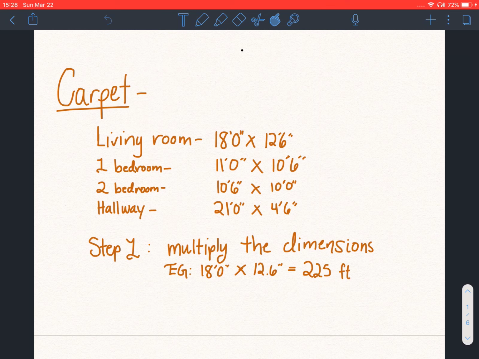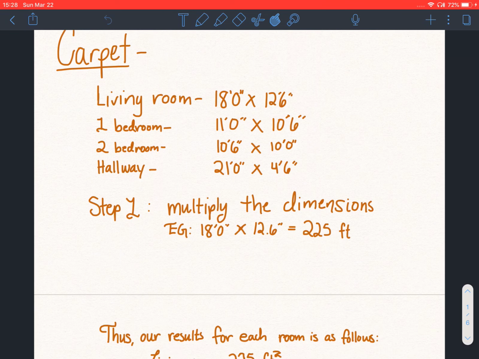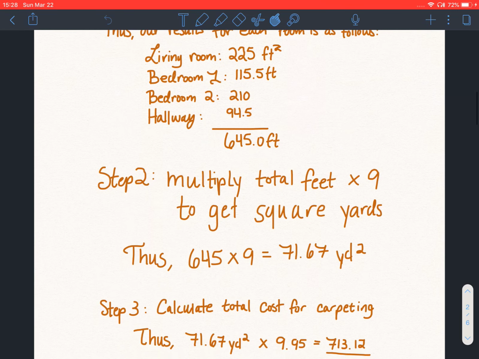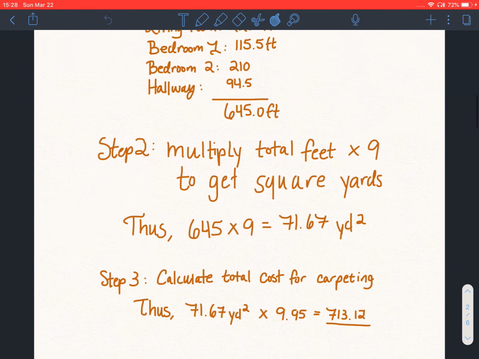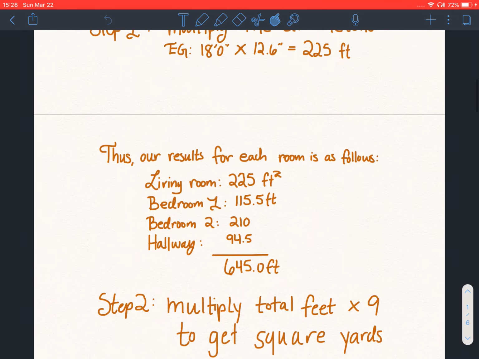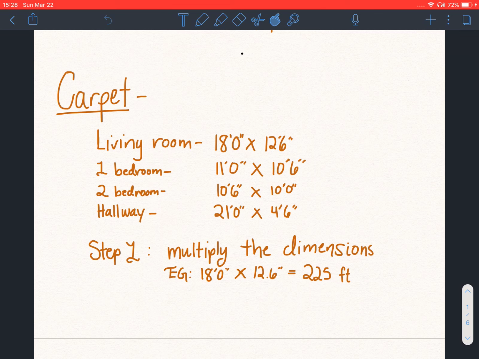To solve this problem, we're trying to find the total cost for carpeting. Let me read out the problem to you, just in case you don't have your books readily available. The problem states: in Model 1, rooms to be carpeted, the dimensions of which are listed on the screen. The cost of carpeting with padding and installation is $9.95 per square yard. Find the cost of the carpeting required.